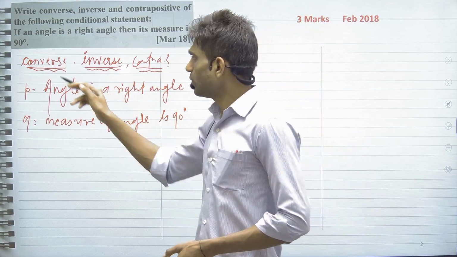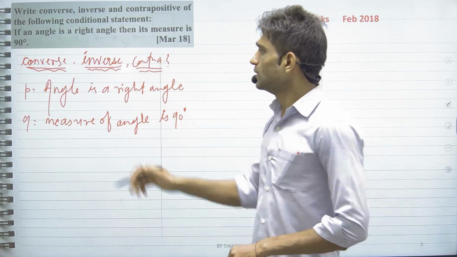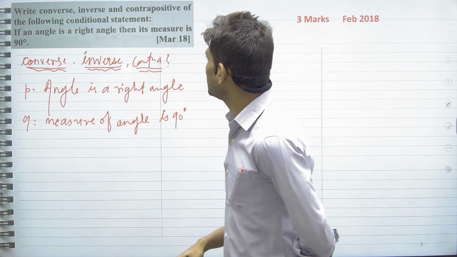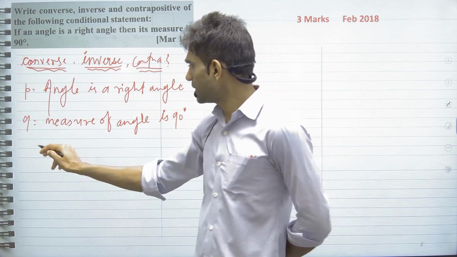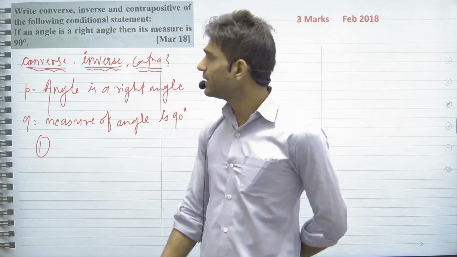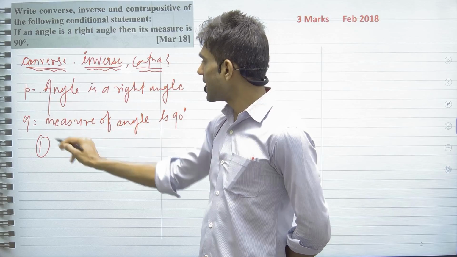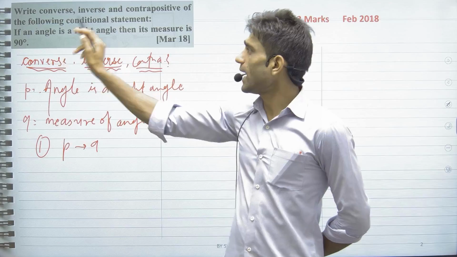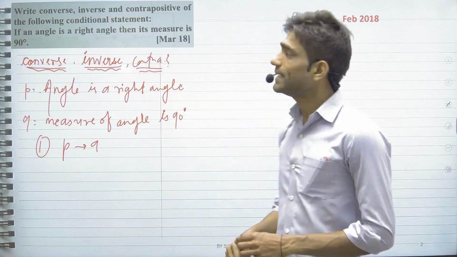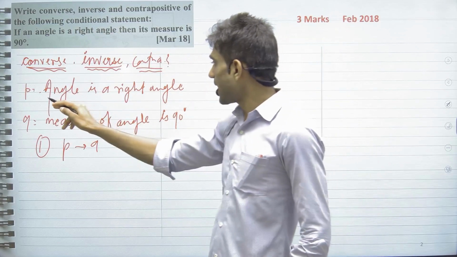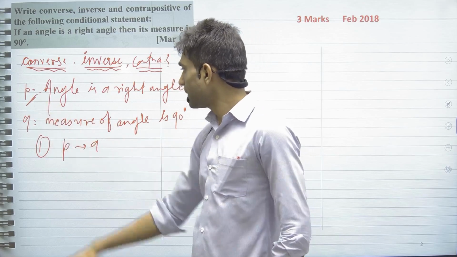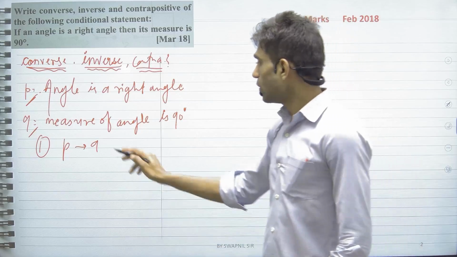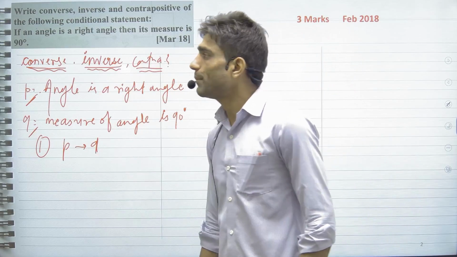So first of all, we want the converse of our statement. We have the first statement in the form of if and then, that means P implies Q. That means if an angle is a right angle, then its measure is 90 degrees. Angle is a right angle is statement P, and measure is 90 degrees is statement Q. So our given statement is P implies Q.